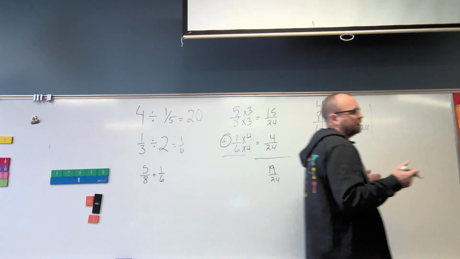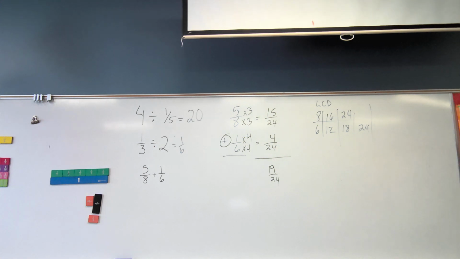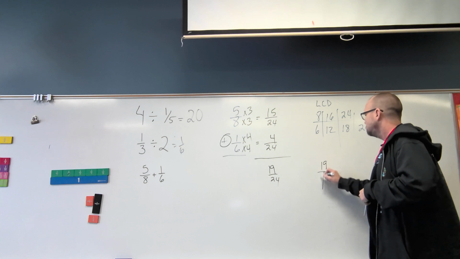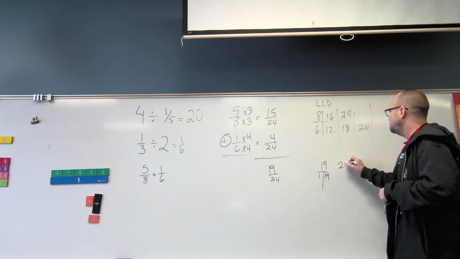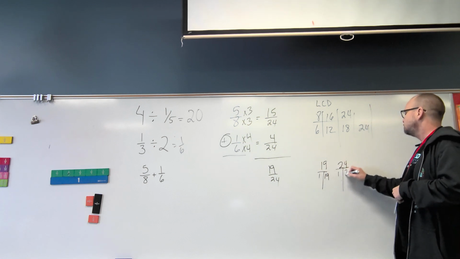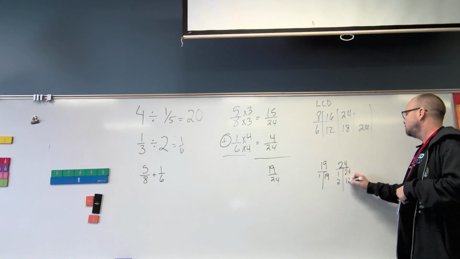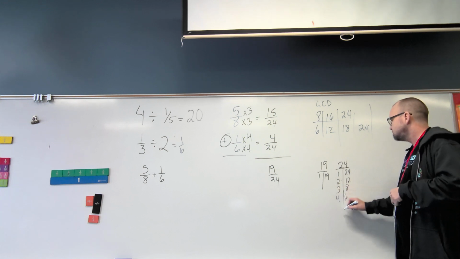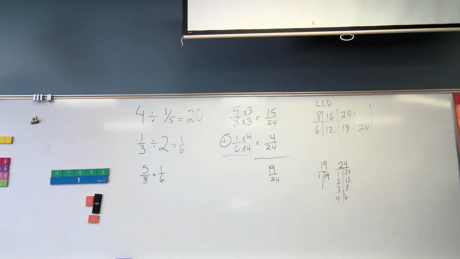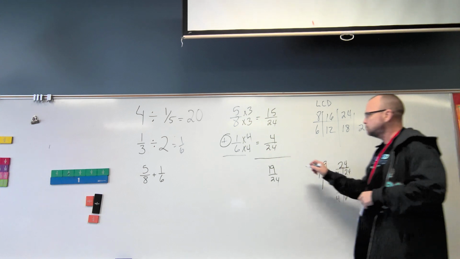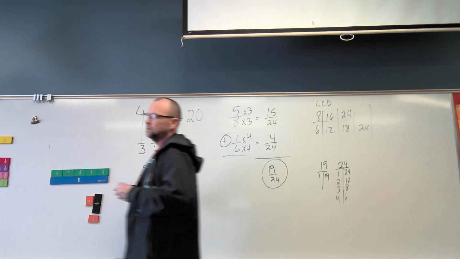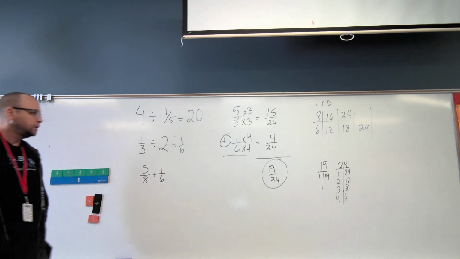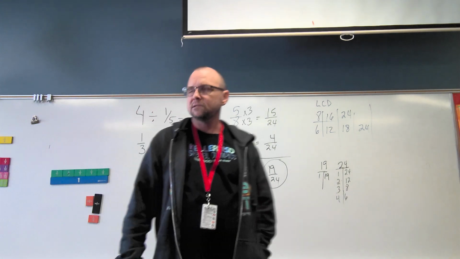Now I always want to check and see if I can simplify it. What kind of number is 19? Prime. So it only has 1 and 19. What kind of number is 24? It has 1 and 24, 2 and 12, 3 and 8, 4 and 6. The greatest common factor is 1. If the greatest common factor is 1, that fraction is in simplest form. It is reduced. It is simplified, however they word it.